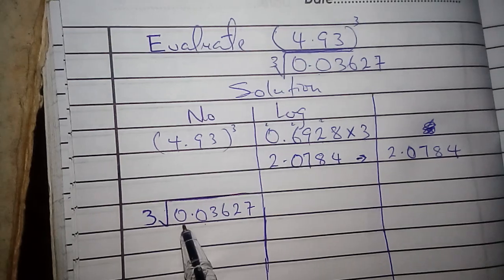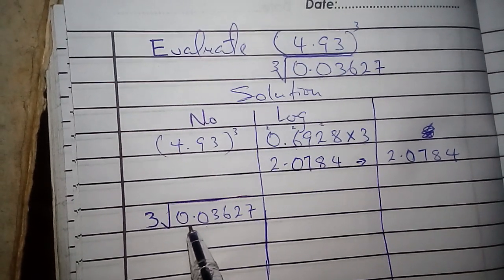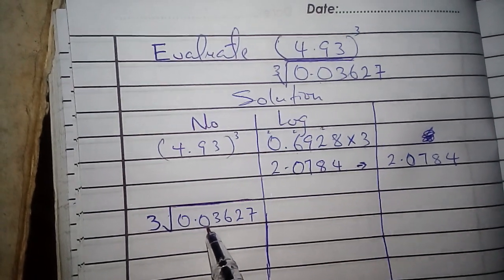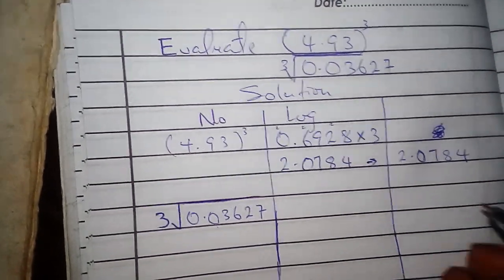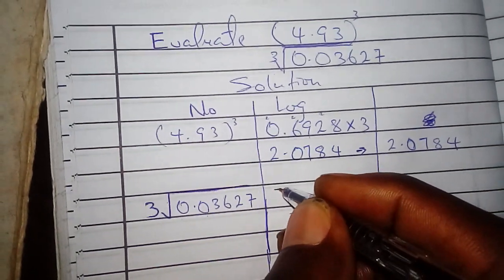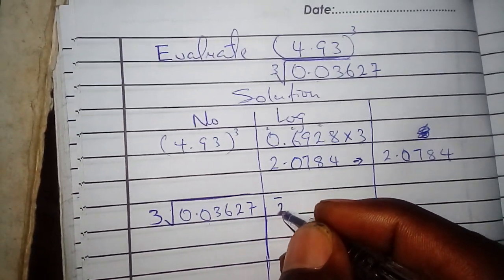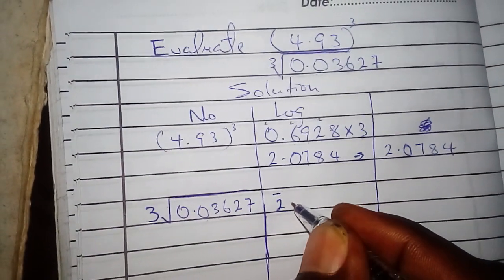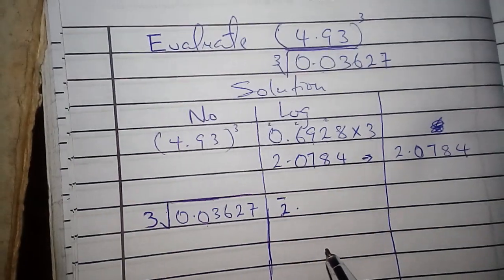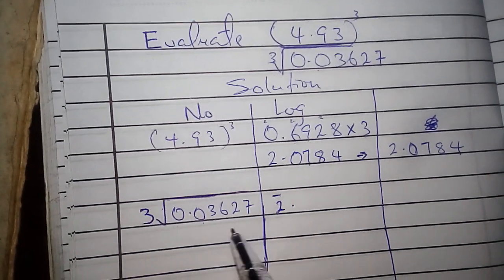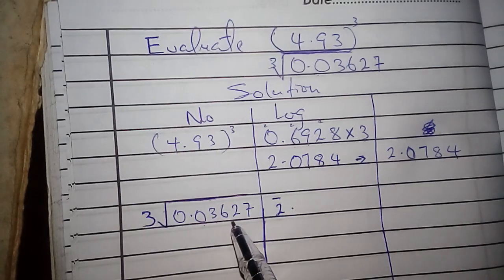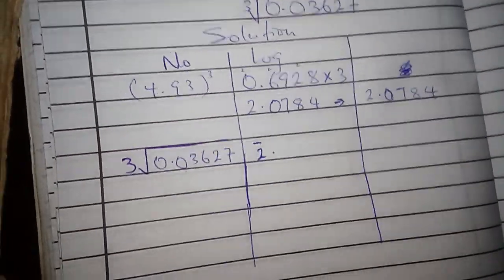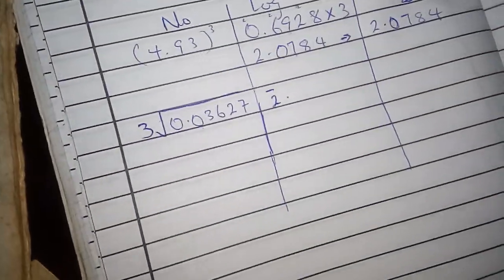Now the characteristic of this one, since it has 0, is a logarithm less than 1, so it will be bar 2. The characteristic is bar 2, which is minus 2. So bar 2, put your point. Then here we can now look for 36 under 2. Let's quickly look for 36 under 2.